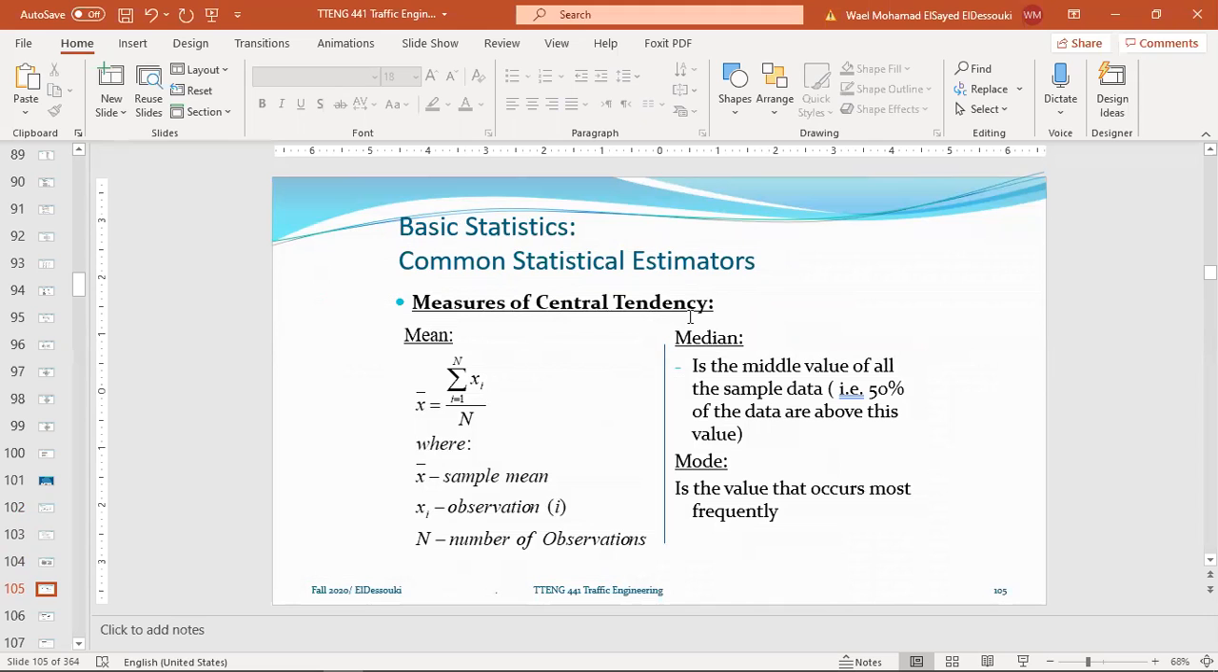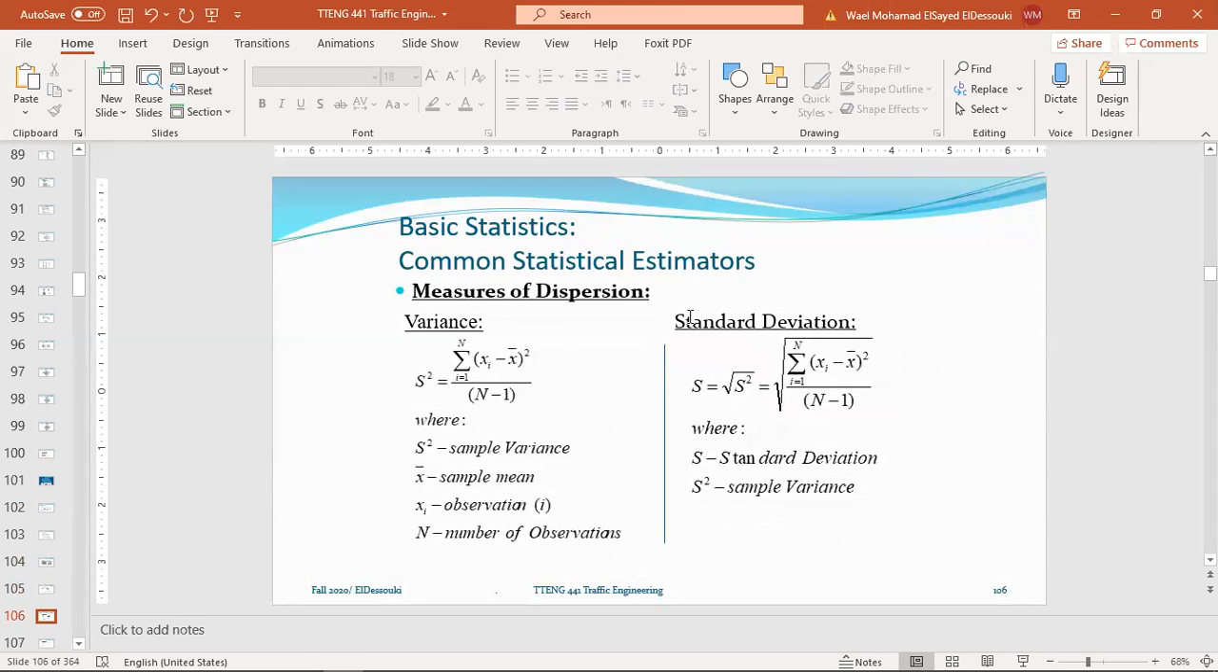statistical estimators. We have measures of central tendency: the mean, median, and mode. In Excel, we can calculate these with the average, median, and mode functions. Then we have the measures of dispersion, which are basically the variance and the standard deviation. These are the major measures of dispersion.